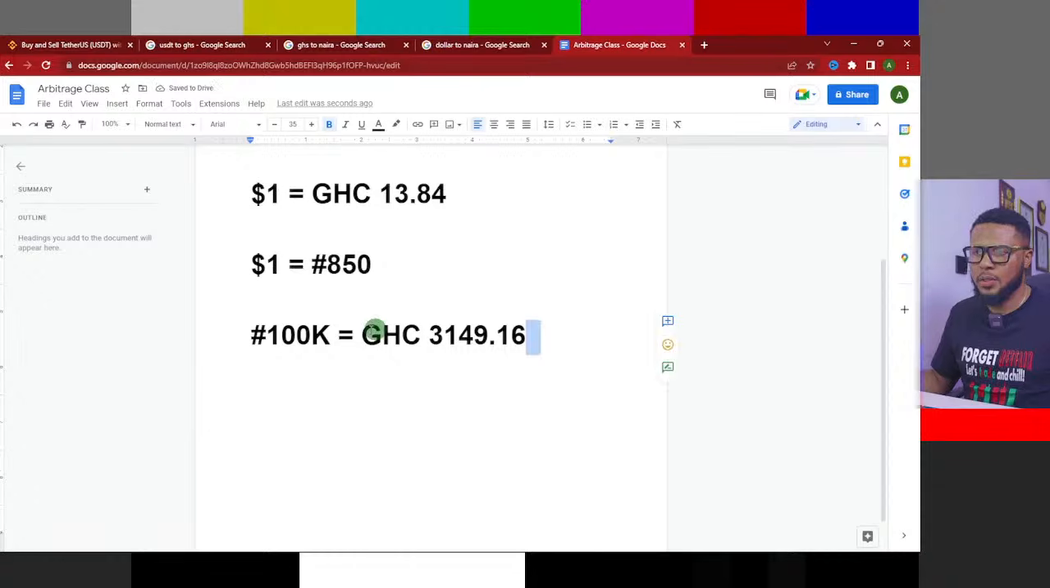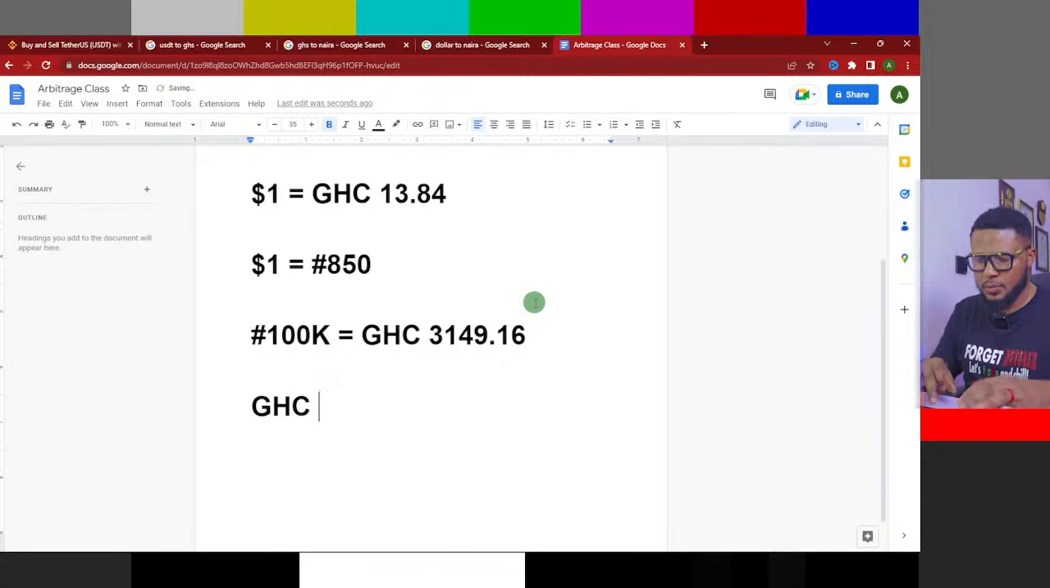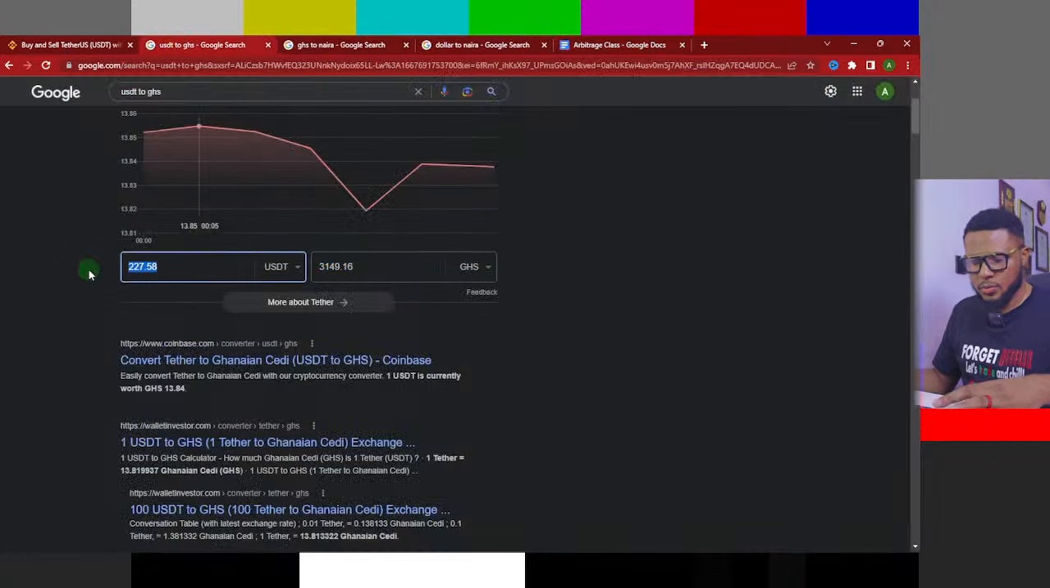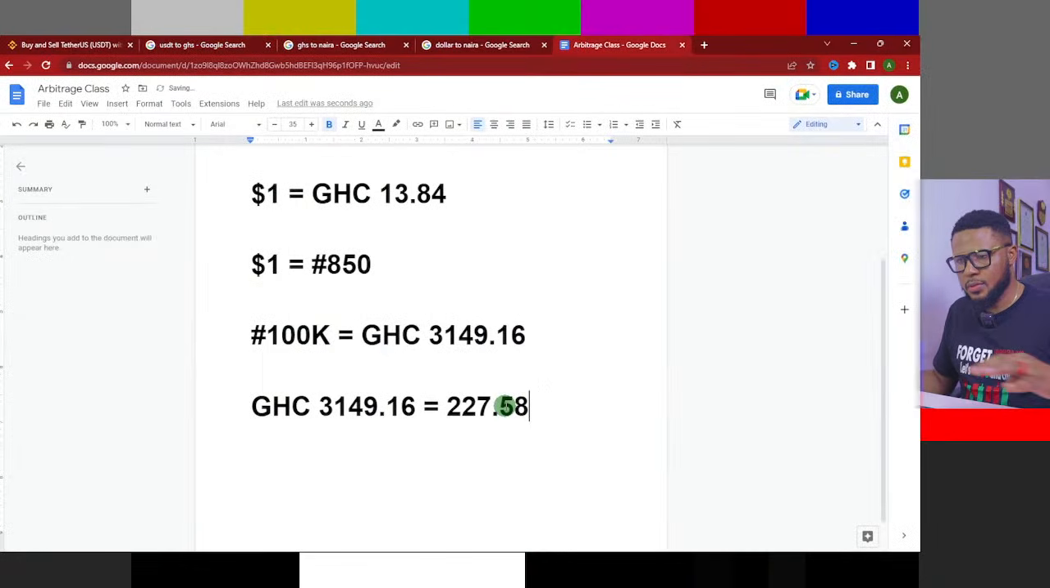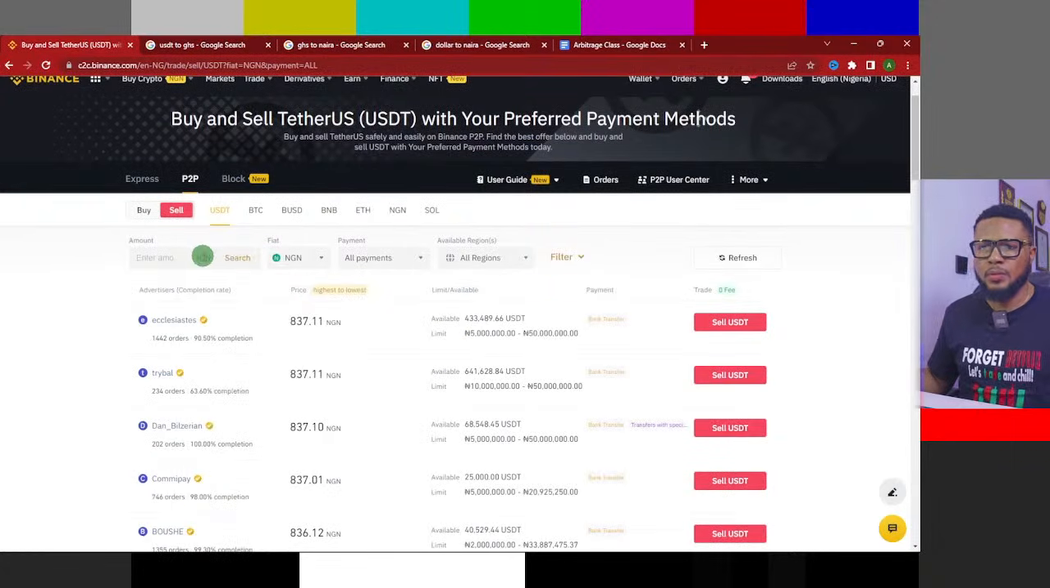So 100k equals 3,149.16 Ghana cedis. So Ghana cedis equal to how many USDT? 227.58 USDT. So we have 227.58 USDT, right? You want to sell the USDT. Now, this is the amount of USDT, you want to sell it in Naira and not dollar or USDT.